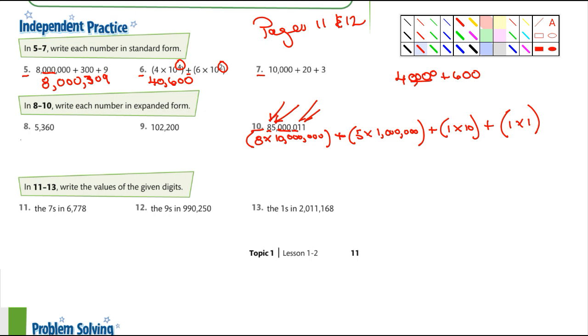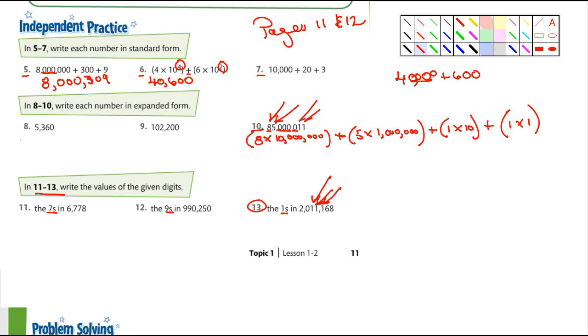And then 11 through 13, it says, write the values of the given digits. So in the 7's place here, or not 7's place, but the 7's, the 9's, and the 1's. So again, let's do the third one together here, number 13. So we're talking about that one, and that one, and that one. So 3 1's there. Okay. So write the value of the given digits.